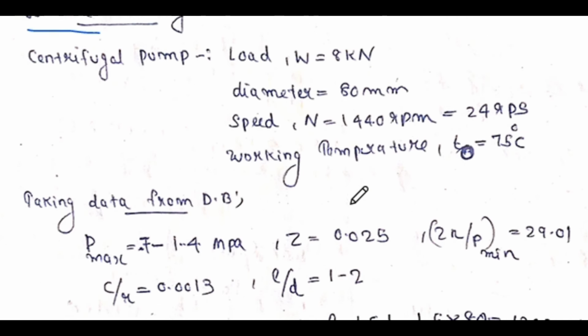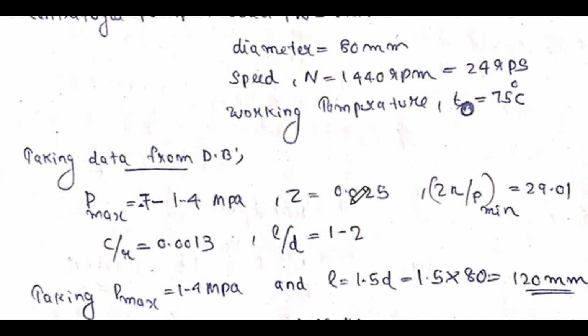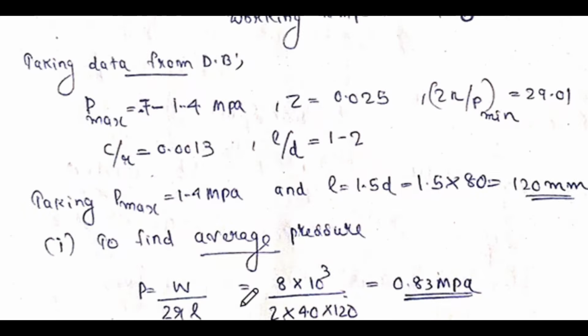Next thing is we need to take some values from the data book to solve this problem. These are the values from the data book corresponding to a centrifugal pump. It is already said that it is a centrifugal pump. So there's a chart in the data book. From there you can take the maximum pressure, absolute viscosity, minimum value of ZN by P, C by R and L by D. It's not an assumed value. These values are in the data book for a centrifugal pump.